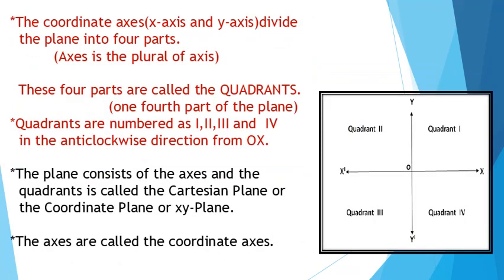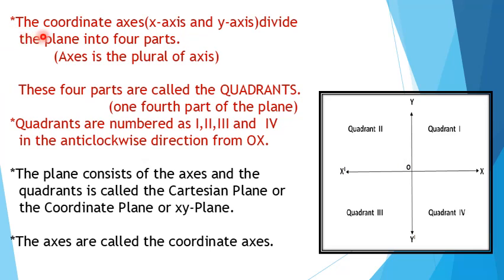The coordinate axes, that is x-axis and y-axis, divide the plane into 4 parts. Axes is the plural of axis. These 4 parts are called the quadrants. Quadrants are nothing but 1/4 part of the plane.